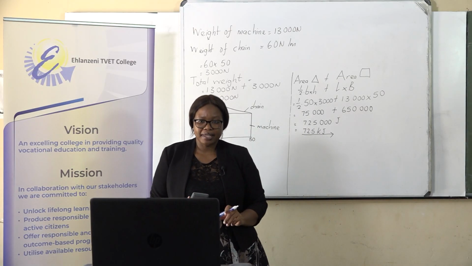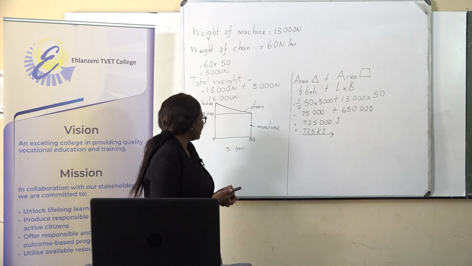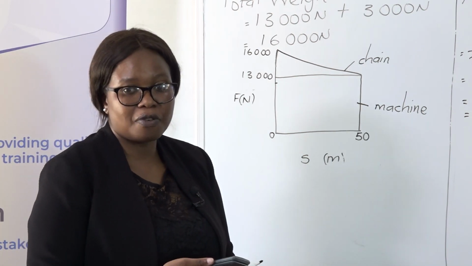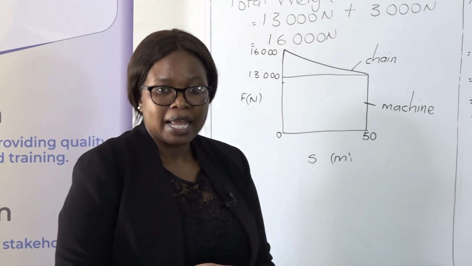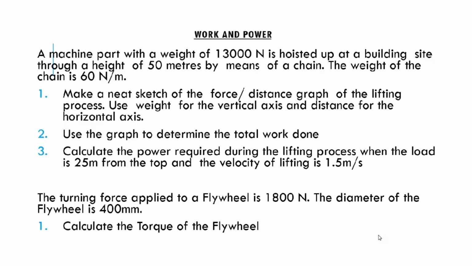Right. Whilst we are there on the total work done, you need to make sure that you check that all the figures that I'm talking about are applying on my graph before you proceed. Then after this one, now we are going to proceed to the next question. We want to calculate the power required during the lifting process when the load is 25 meters from the top and the velocity of the lift is 1.5 meters per second.